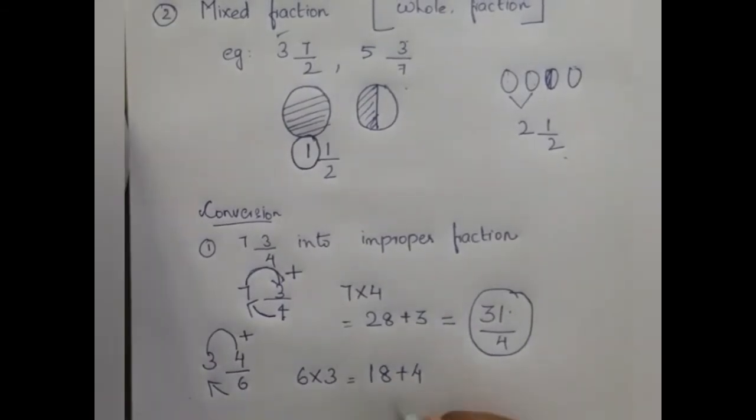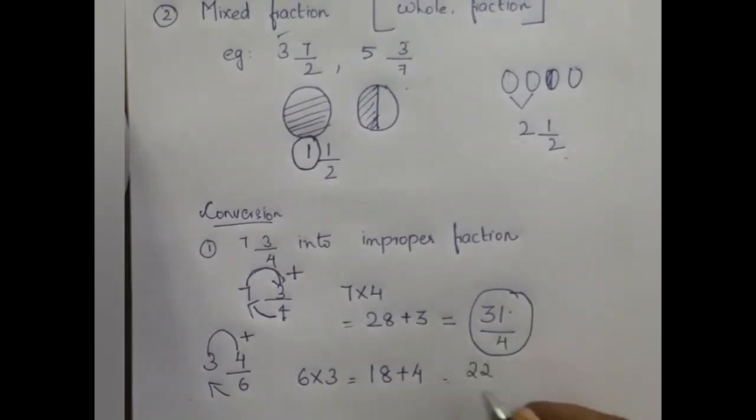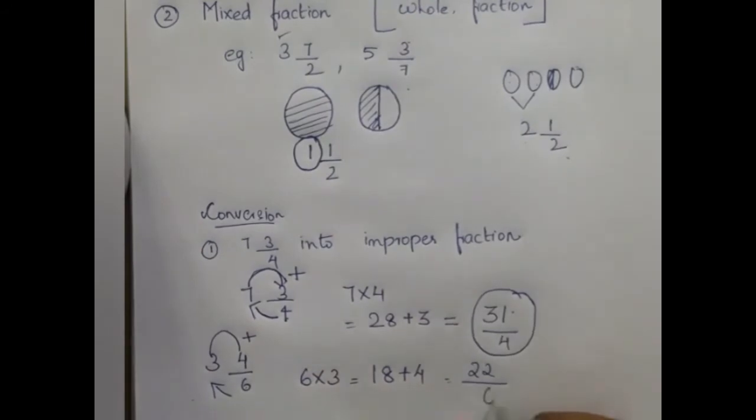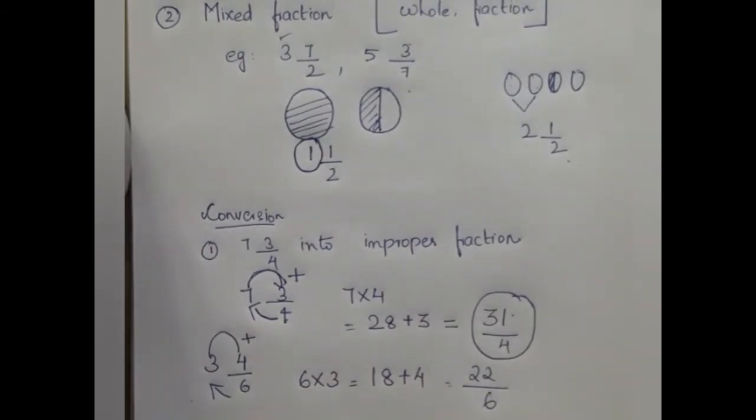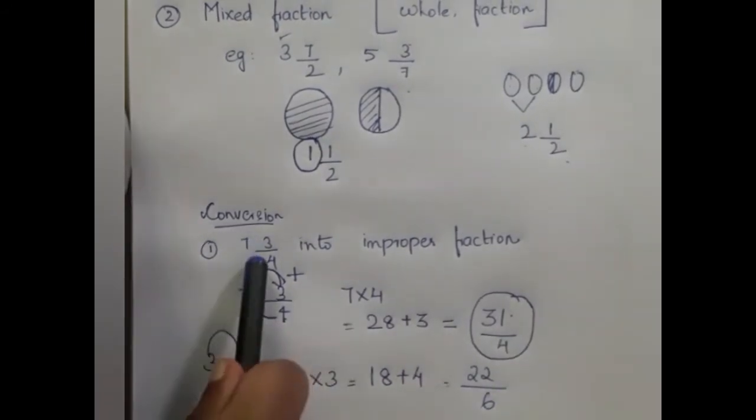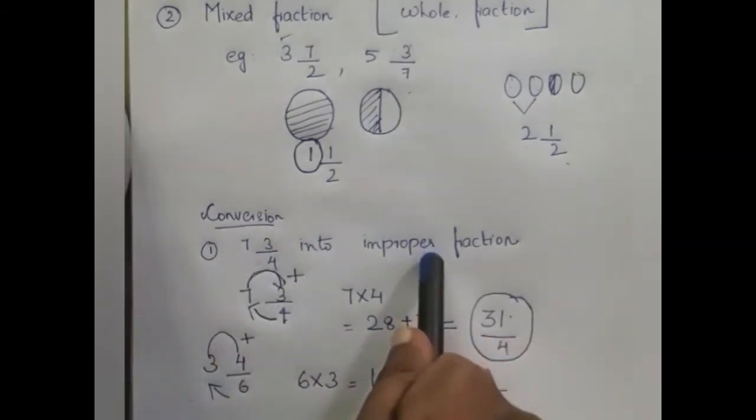So what is this answer? This is 22 divided by, the denominator you have to write the same. So this is conversion of mixed fraction into improper fraction.